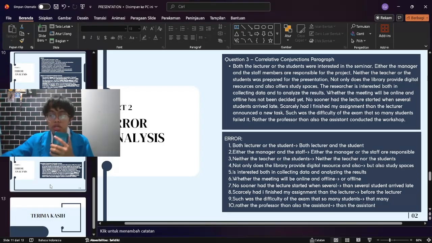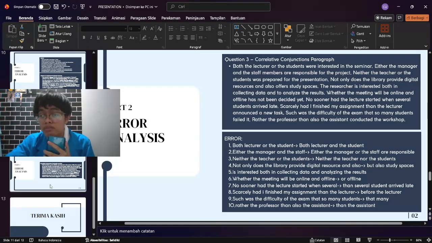So the first error is both lecturer or the student, changed to both lecturer and the student, because it says the lecturer and the student have the same situation, so it isn't referring to an option, it's just adding a detail. So both lecturer and the students were interested in the seminar. And the second one is either the manager and the staff. Just like number one, it just adds a detail.